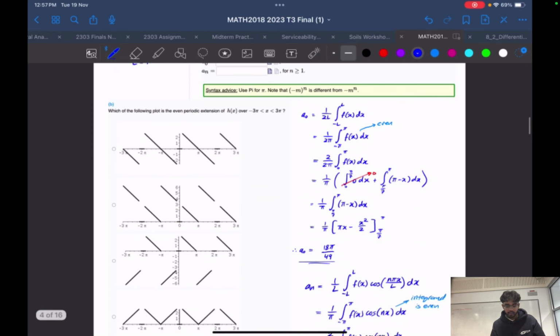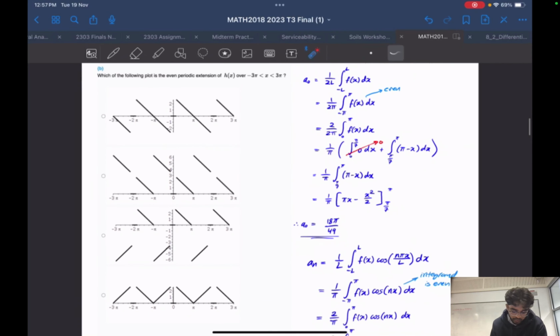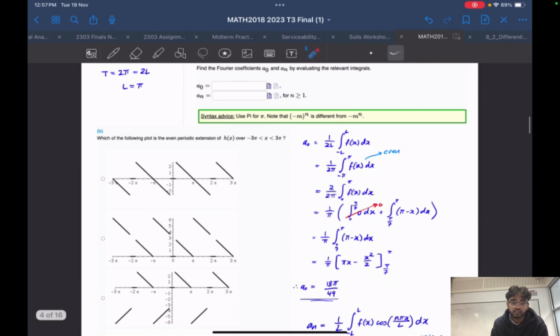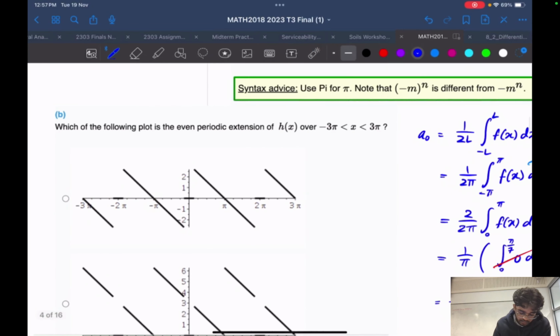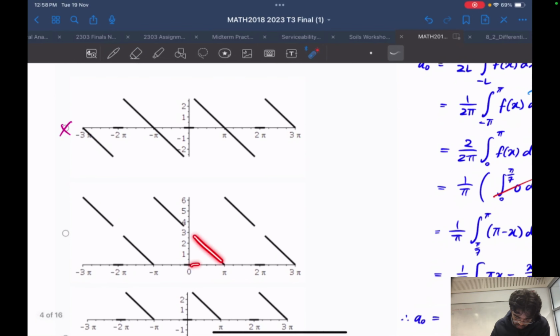Okay, time to go over this last part. We've pretty much already drawn out the final one, but I'll go through each of them individually. Which of the following is the even periodic extension of h of x over minus 3 pi to pi? Our original function h was just between 0 and pi, and we can see it's over here. As we drew the even periodic function, we knew it looked something like this. So it can't be this one. This is whack beyond belief.